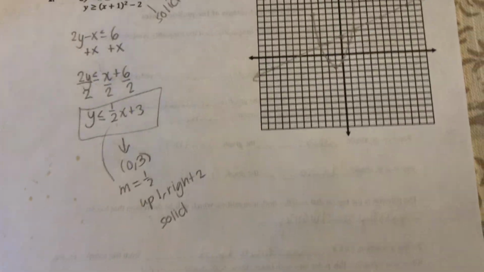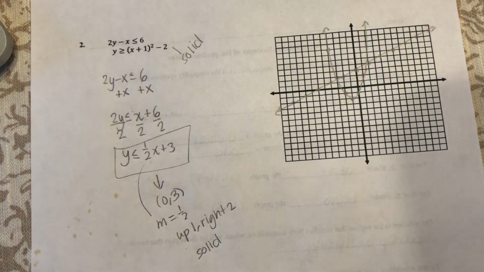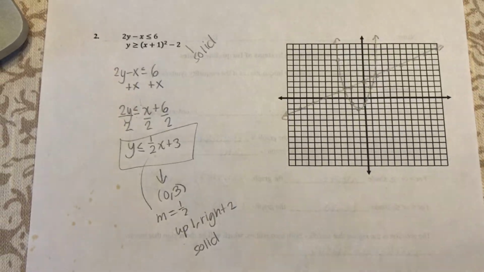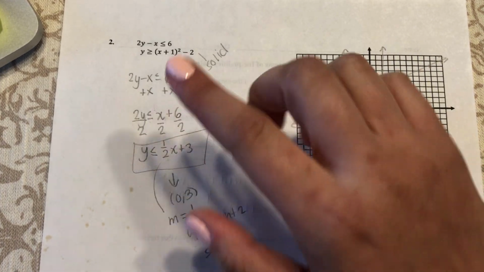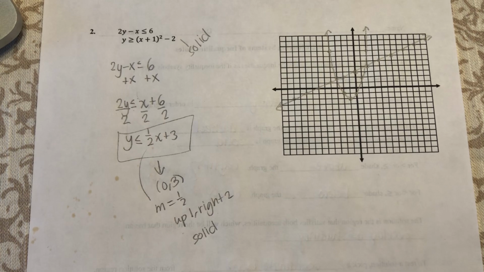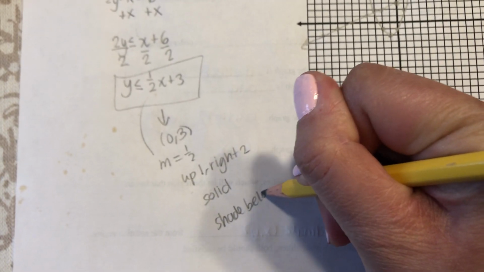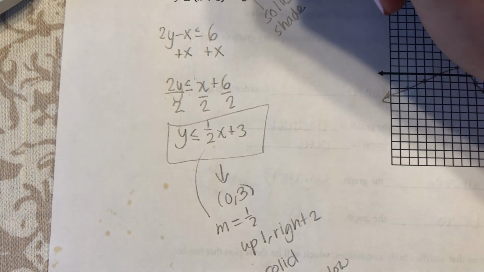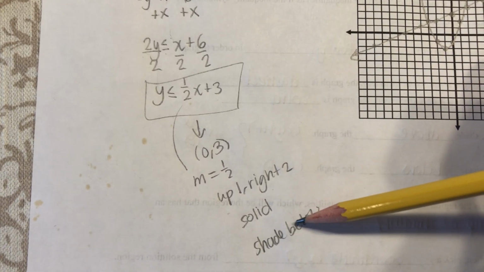Okay, here's another way that you can do your shading if you didn't want to use all the colors and highlight the overlap or draw an arrow to the overlap. You can just see the overlap ahead of time and only shade in the shape that it makes with the overlap. This one I'm going to be shading below because it's less than. And this one I'm shading above because it's greater than or equal to.